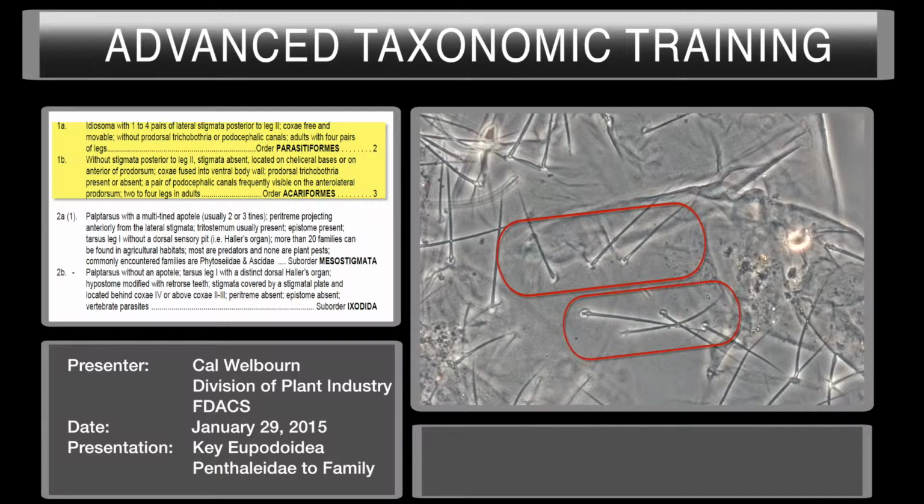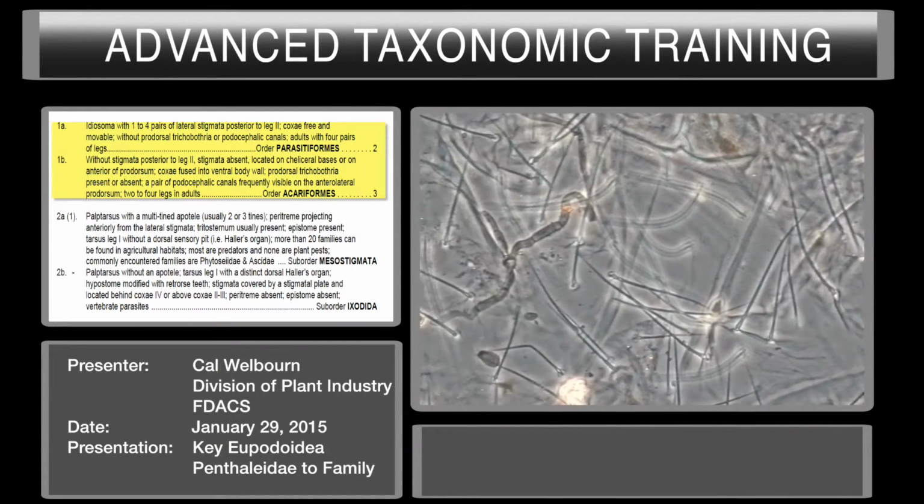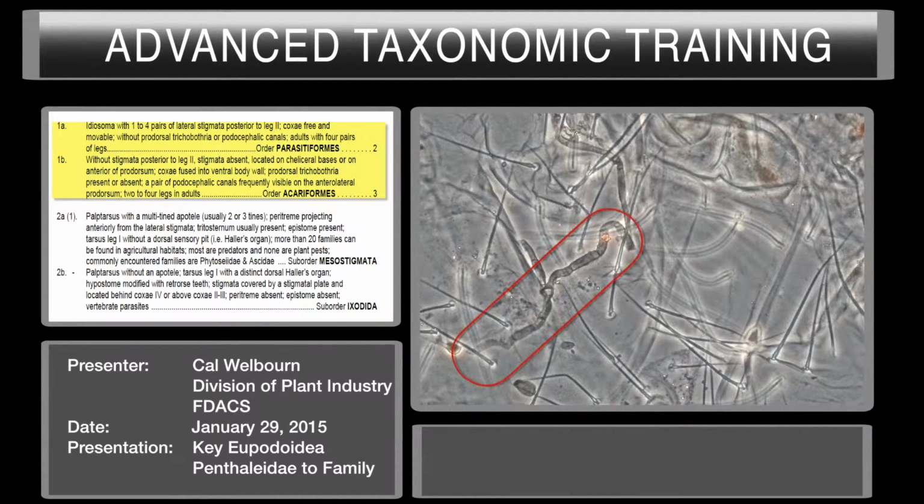There's several CD in the coxal region, and a little bit of an apodeme up here, but there's really no other structure, and this apodeme is internal. So there's no movable coxal segments. Next, prodorsal trichobothria, if we can see any prodorsal trichobothria. We see some fungal hyphae here. These have nothing to do with the mite, they're just fungal hyphae.